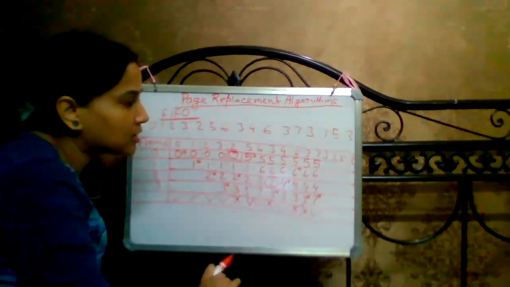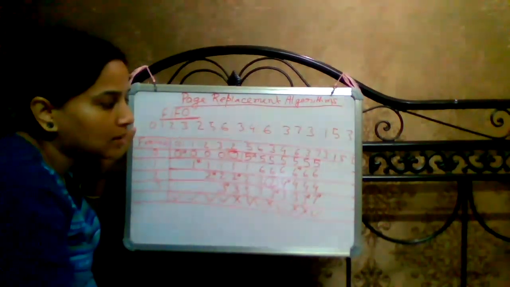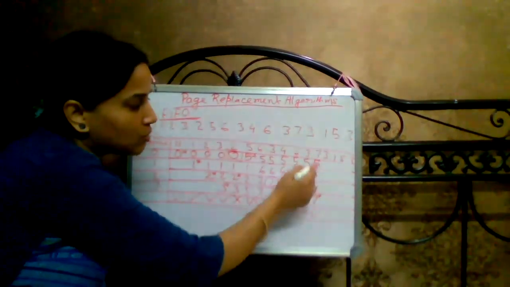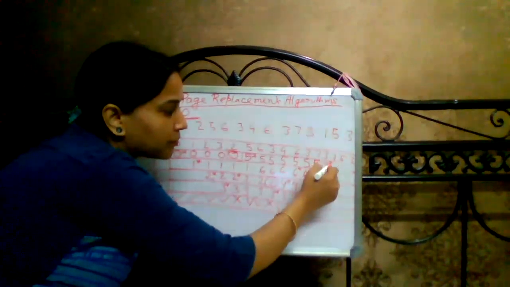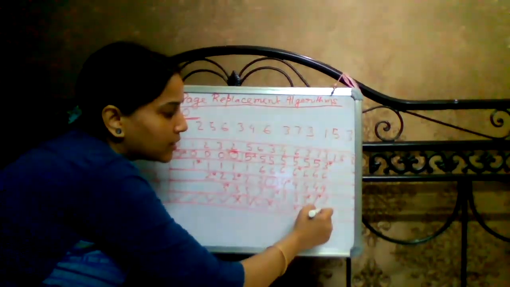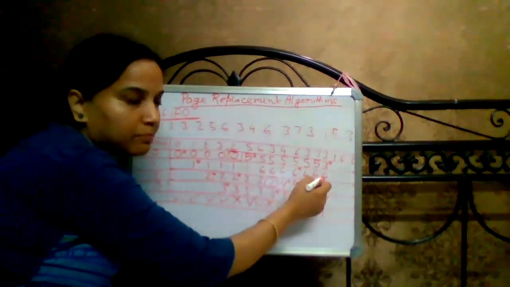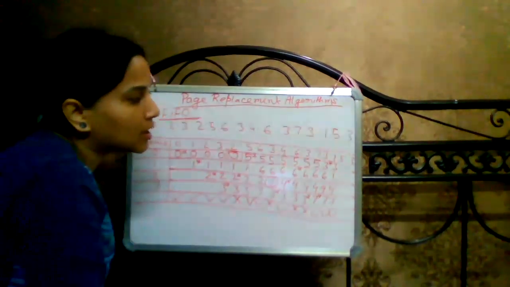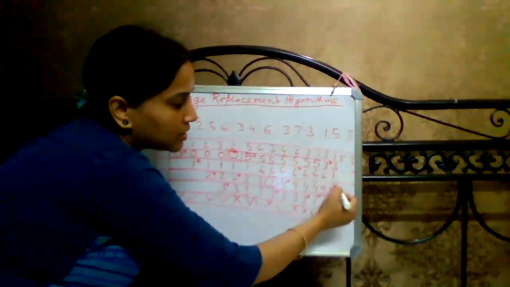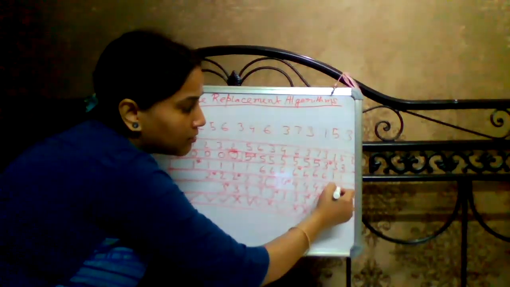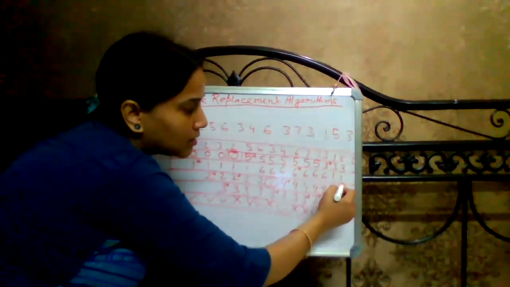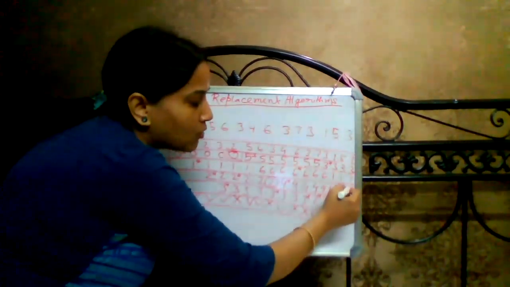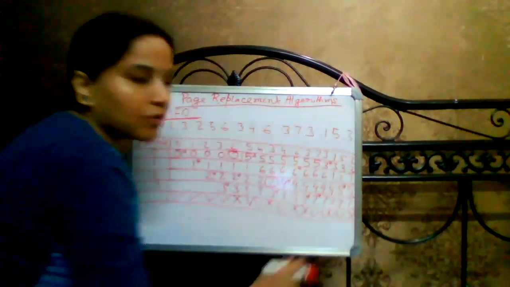Next 3 is not there. So which one will be replaced? 7 came recently, so next 5 will be replaced. So 3, 6, 4 and 7, page fault occurs. Then 1, which one will be replaced? That is 6. 3, 1, 4, 7, page fault occurs. Next 5, which one will be replaced? 4. 3, 1, 5, 7. That is the running page, page fault occurs. Last is 3, already there. 3, 1, 5, 7, no page fault.